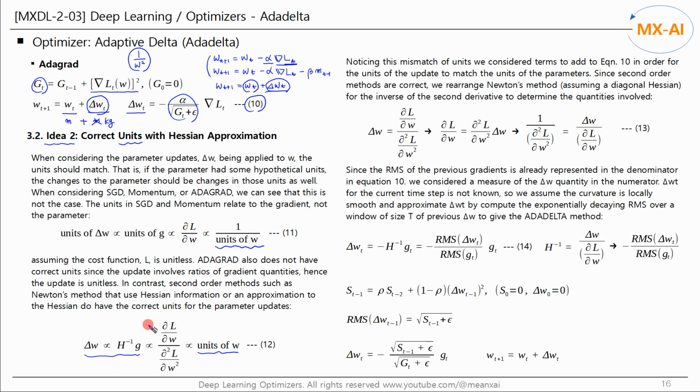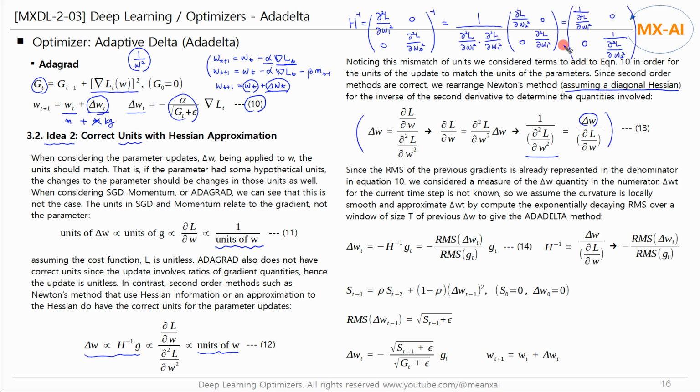Since second-order methods are correct, we rearrange Newton's method, assuming a diagonal Hessian, for the inverse of the second derivative to determine the quantities involved as follows. Since the RMS of the previous gradients is already represented in the denominator in equation 10, we considered a measure of the delta W quantity in the numerator. If the diagonal Hessian for W1 and W2 is like this, then its inverse matrix is like this. So this is the inverse of Hessian.